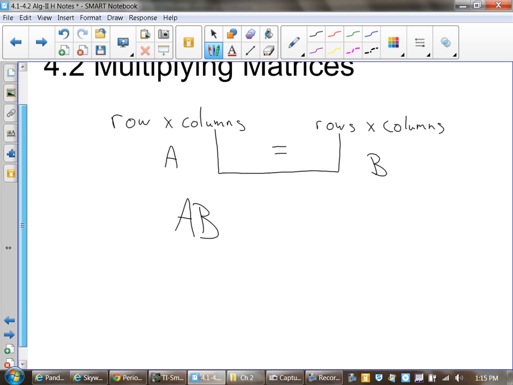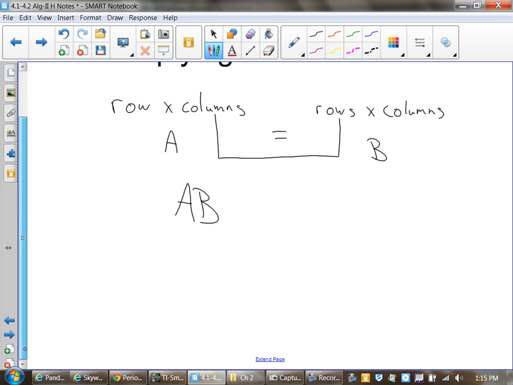For example, if I have the following: if matrix A is 2 by 3, and matrix B is 3 by 4. Do their columns and rows match? Does the number of columns of matrix A equal the number of rows of matrix B? Yes. Wait, how can that work?